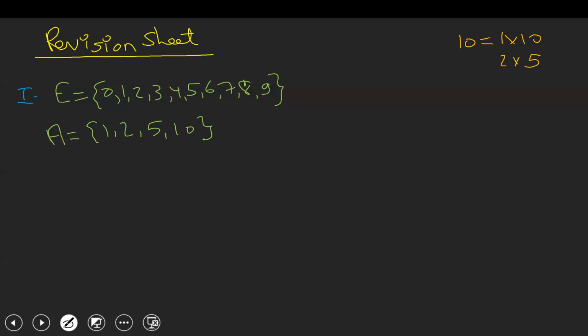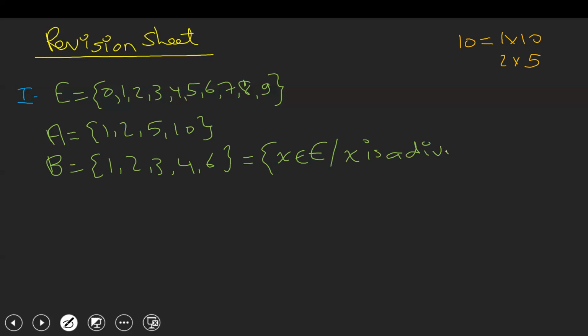Now we are asked to write B in comprehension. We have B. This is 1, 2, 3, 4, 6. Usually we said that when it starts with 1, maybe X belongs to E. We say it must be a divisor of something. X is a divisor of what? The numbers 1, 2, 3, 4, 6 are divisors of what? Of 6, for example. They all work except 4 because 6 cannot be divided by 4. In fact, they are divisors of 12.